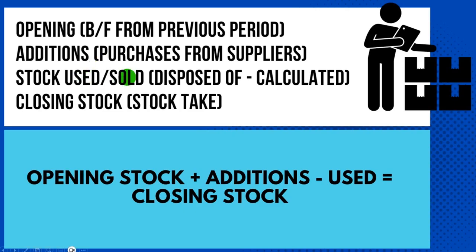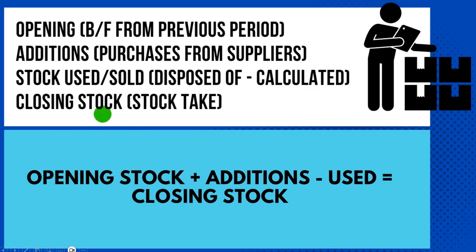Stock used or sold, disposed of. I'm going to show you how to calculate this because this is not the easiest one to get. This requires some calculation. So the opening stock is the closing stock from the previous period. It's brought forward. The additions is simply just all the purchases from suppliers in the financial period. If we're doing a year end, in the financial year, the stock used, sold, disposed of, I'll show you how to calculate that in a moment.